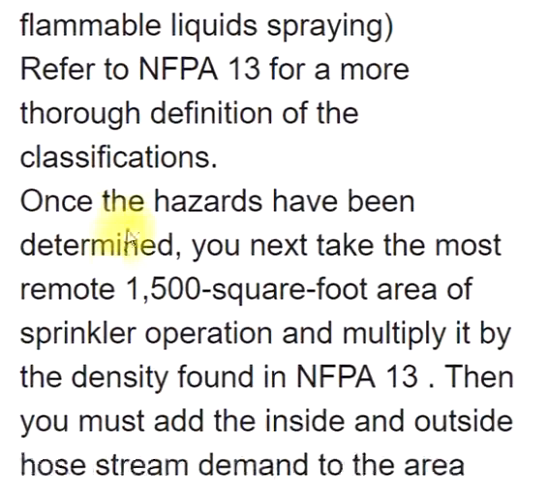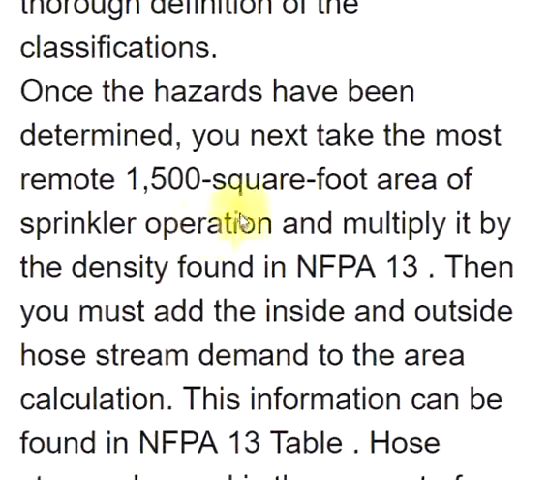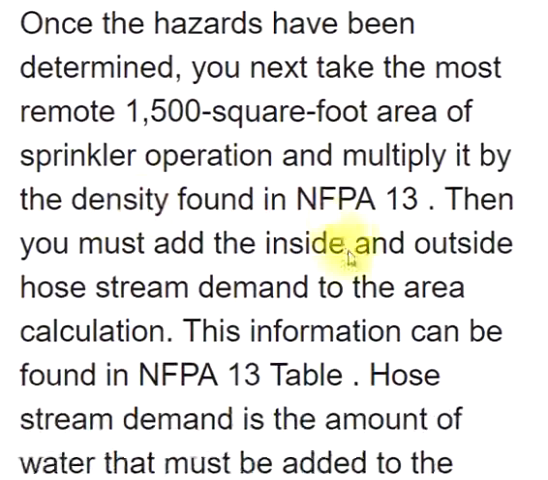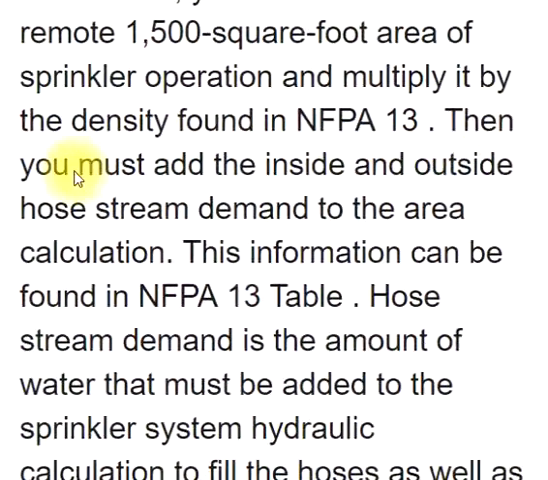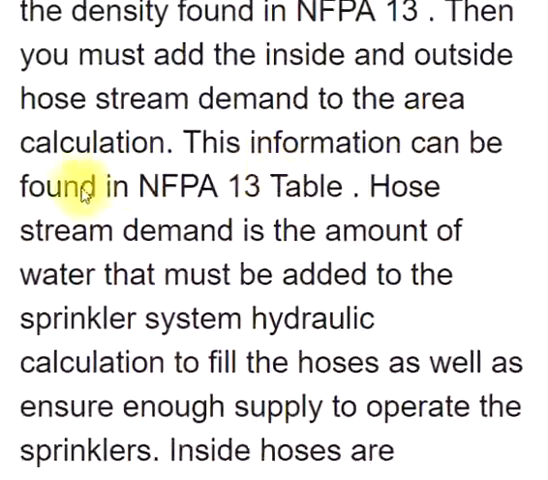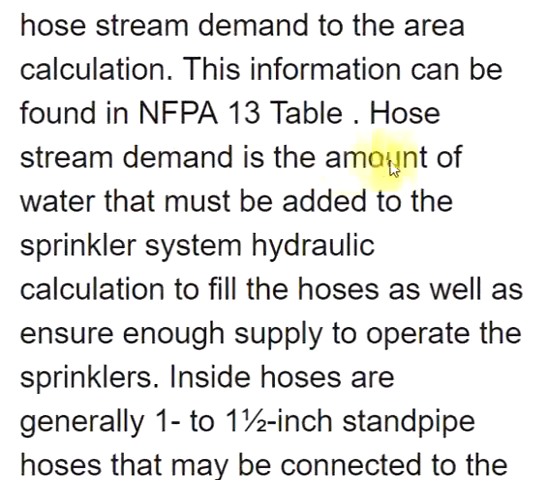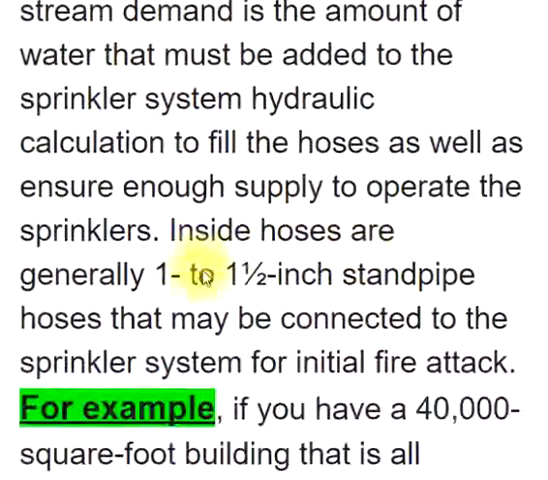Once the hazards have been determined, you next take the most remote 1,500 square foot area of sprinkler operation and multiply it by the density found in NFPA 13. Then you must add the inside and outside hose stream demand to the area calculation. This information can be found in the NFPA 13 table. Hose stream demand is the amount of water that must be added to the sprinkler system hydraulic calculation to fill the hoses as well as ensure enough supply to operate the sprinklers.